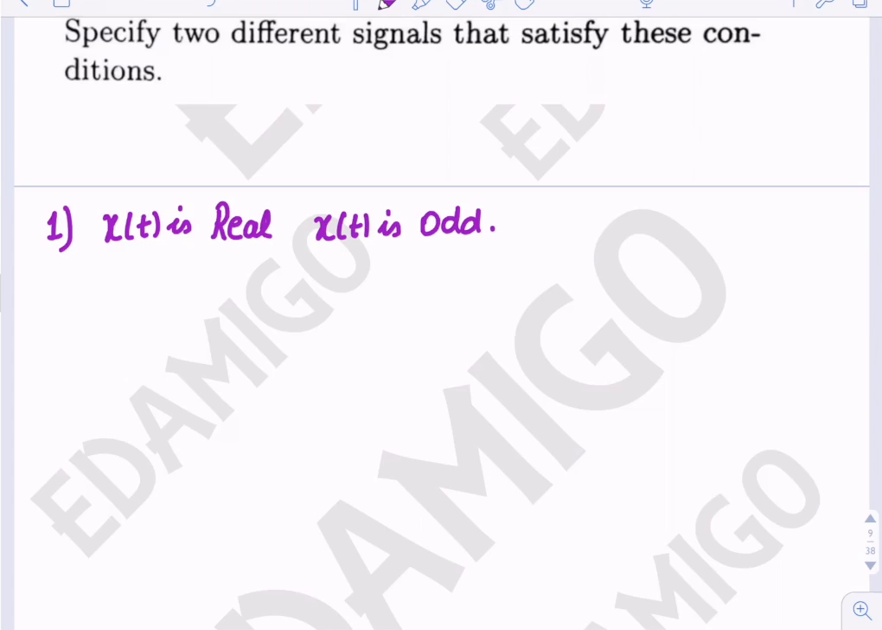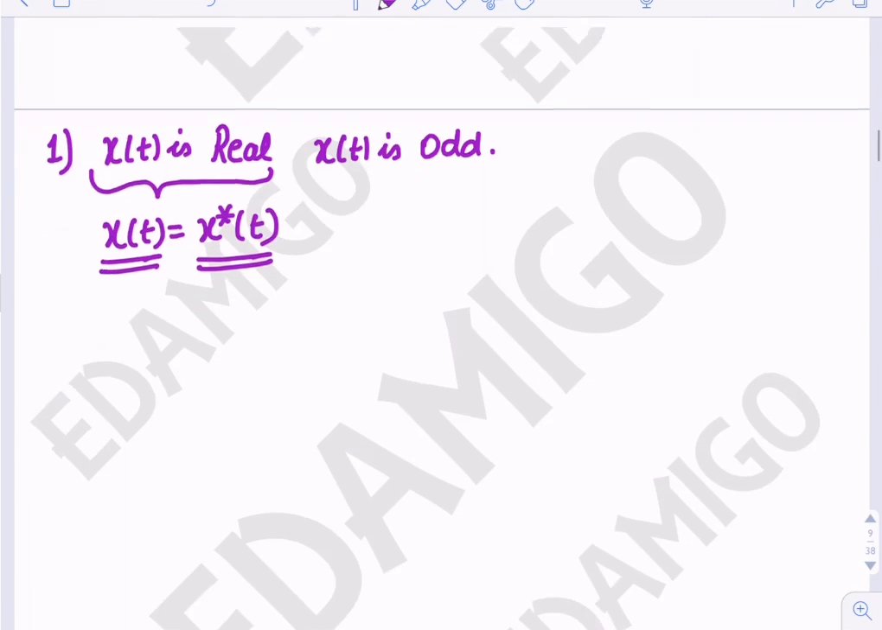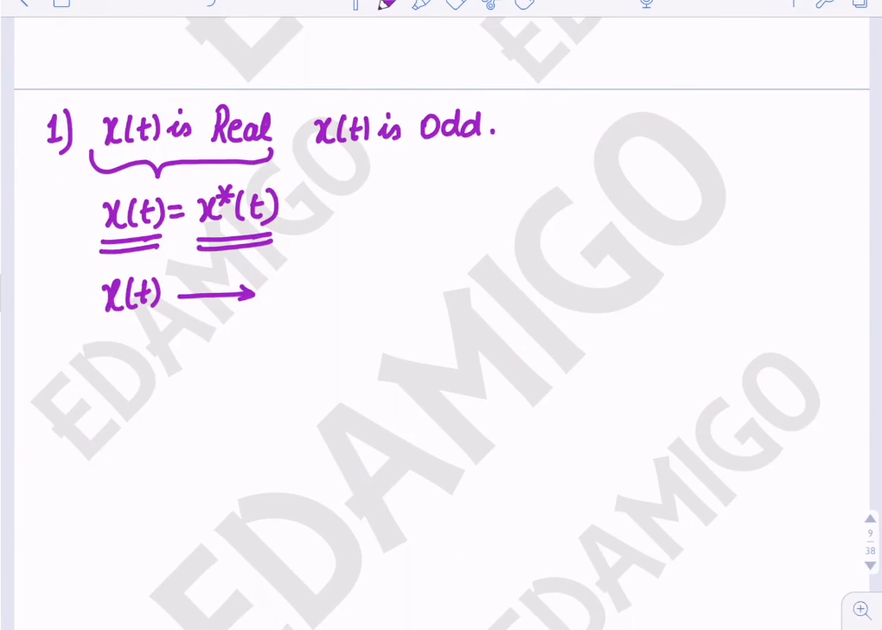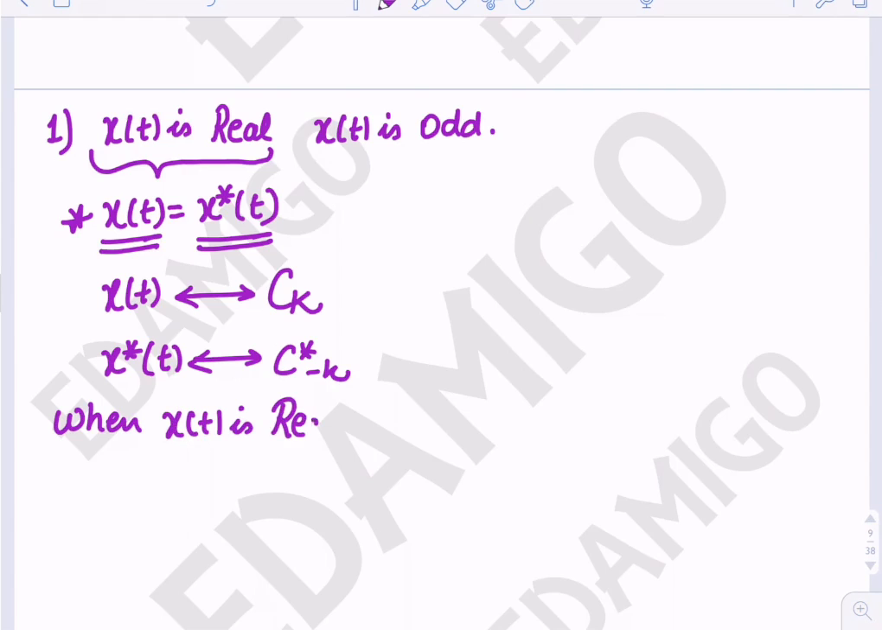Okay, so what we can collect from here is, when xt is real, then we know that xt is equal to x conjugate t, because since it is real, the signal will be equal to its conjugate. Now if xt has exponential Fourier series coefficients ck, then we know that x conjugate t has Fourier series coefficient c conjugate minus k. Now when xt is real, then xt is equal to x conjugate t, so ck will be equal to c conjugate minus k.